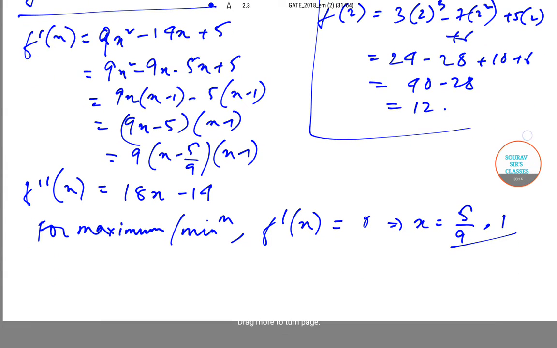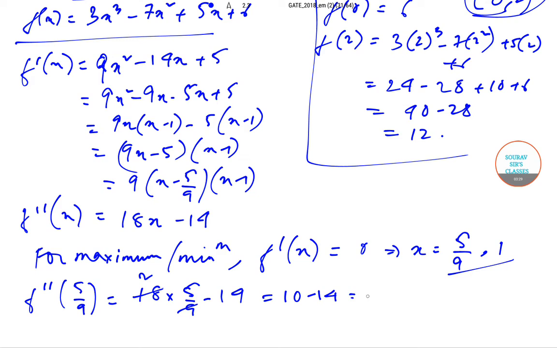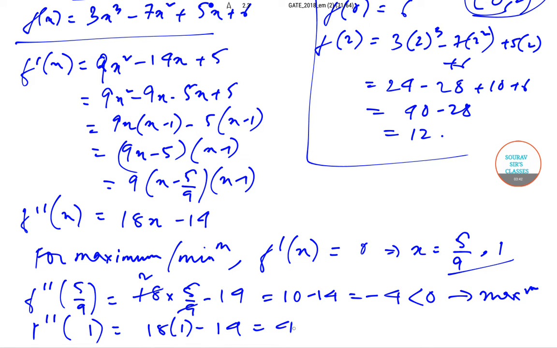So now we have to check f''. f''(5/9) is equal to 18 × 5/9 − 14, which is 10 − 14 = −4, which is less than 0. Therefore this is a maximum. Now let us consider f''(1). f''(1) is 18 × 1 − 14, that is 4, which is greater than 0, and thus there is a minimum over here. So we have seen that at x equal to 5/9 there is a maximum.